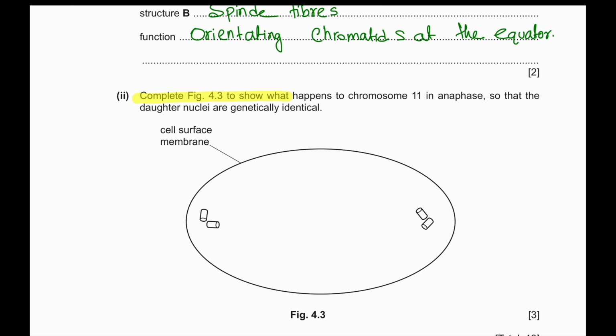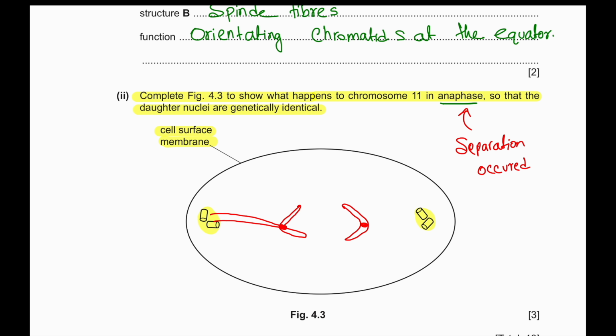Complete figure 4.1 to show what happens to the chromosome 11 in anaphase so that the daughter nuclei are genetically identical. We can see the cell surface membrane is labeled. The two centrioles are in opposite poles. So we are supposed to draw the spindle fibers. Now we are representing anaphase. In anaphase, separation already occurred. So we will have to draw our chromosome in this way because they are pulled towards the other ends. And from the place where they have centromere, we will draw spindle fibers that are connected to centrioles.